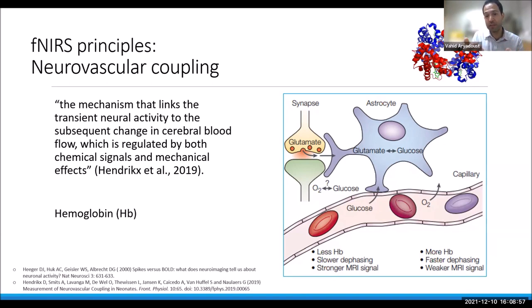So using fNIRS, you can identify the region that is now more active. How do we know it's more active? It basically allows us to measure the amount of oxygen that is flowing to that certain part of the brain. And through this indirect observation, we can infer that this part of the brain is now more active than the areas around it, and therefore it's more sensitive to the stimulus that we are using in our experiment.